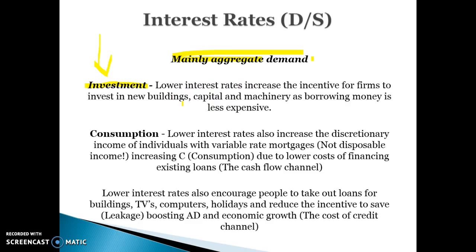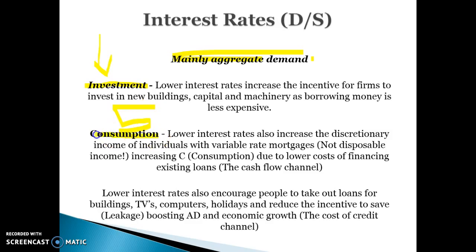Essentially it's less expensive for them to borrow. Rather than interest rates at 5%, where if they borrowed $100,000 they would have to pay back $5,000 a year in interest, if interest rates were to fall to 3%, that's only going to cost them $3,000 a year. So lower interest rates are more of an incentive for firms to invest in new buildings, capital and machinery, and that will boost investment expenditure and increase aggregate demand, because the cost of borrowing is less. And it makes it easier for them to make enough money out of this new building to make up for the costs of interest.